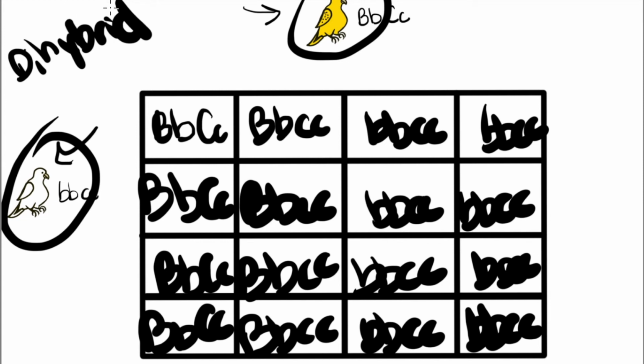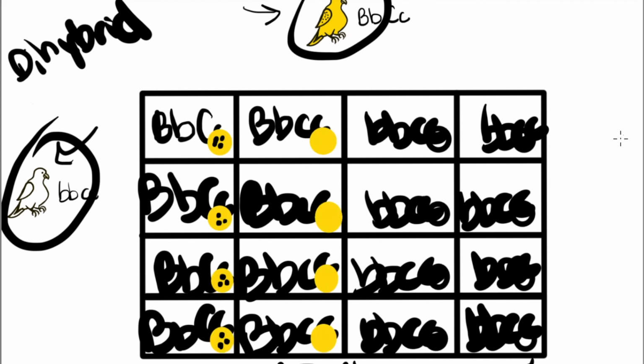As you can see, we get 4 parrots heterozygous for both traits, 4 parrots heterozygous for base color and homozygous recessive for wing type, and 8 parrots homozygous recessive for both traits. The resulting phenotypes are yellow with spots, yellow with solid color, and white with solid color.